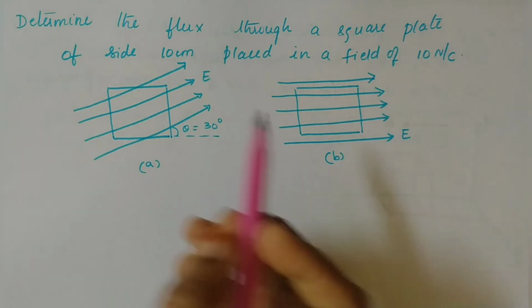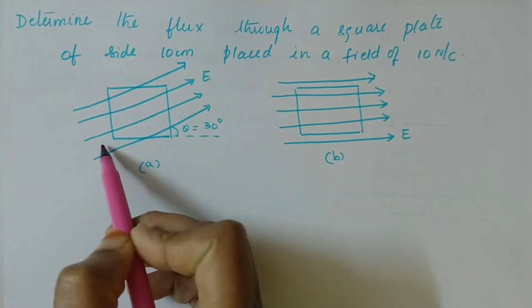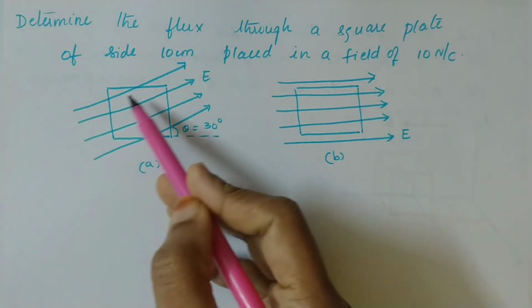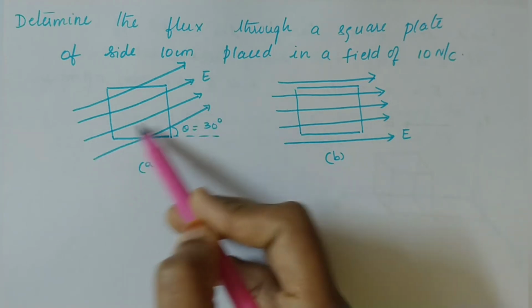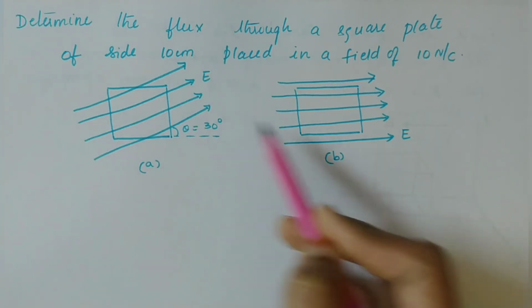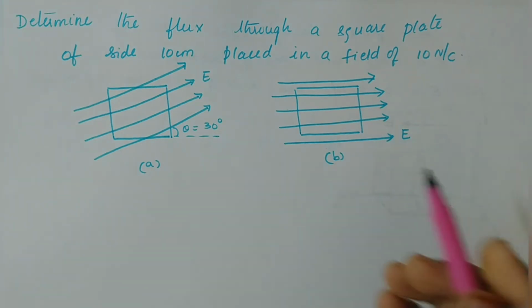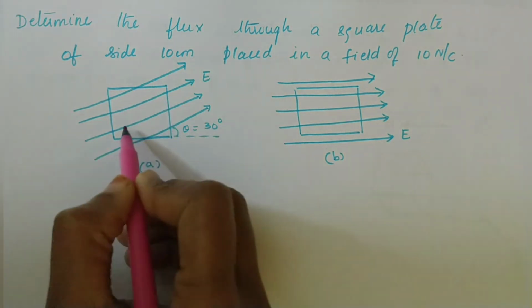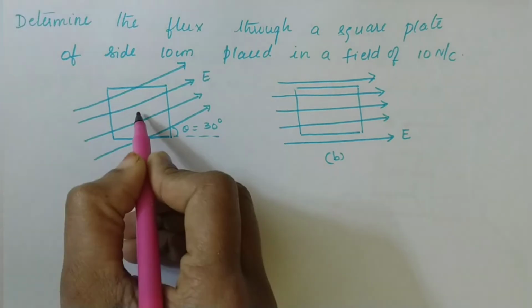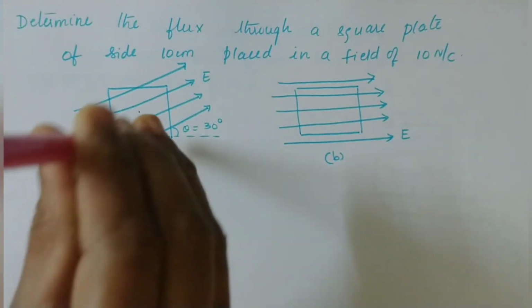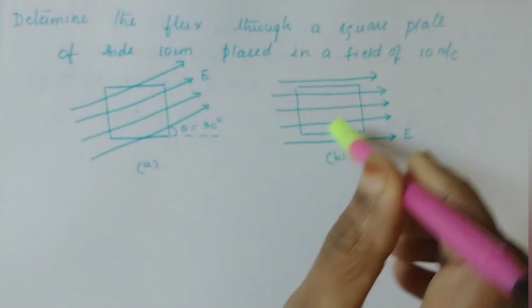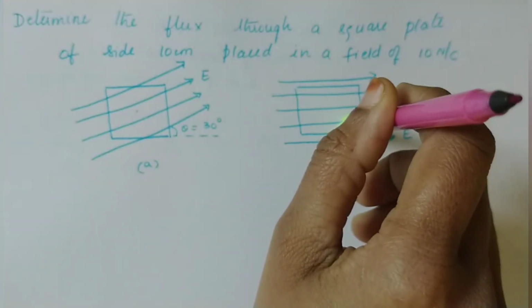So in the given figure, they have given you a square of side 10 centimeter. An electric field of 10 Newton per Coulomb is directed as shown in the figure. And they are asking you to find out the flux in each of these cases. So for this square, we know area vector is directed outward, perpendicular to the plane of the paper. Even here it is perpendicular to the plane of the paper.